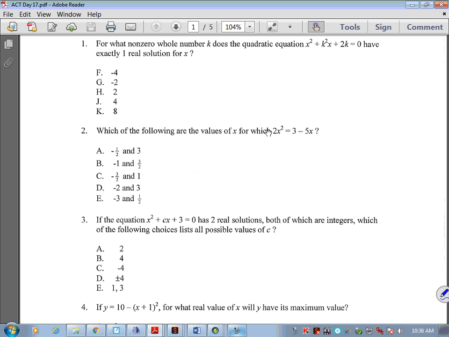Okay, cool. All right, let's look at this first page, 1 through 4. Haley? 1? Good, because that's one I actually have worked down here that I can follow. For what non-zero whole number k does the quadratic equation x squared plus k squared x plus 2k equals 0 have exactly one real solution for x?